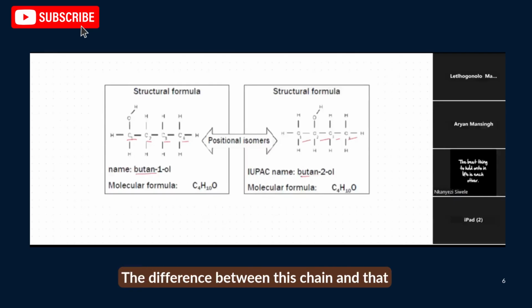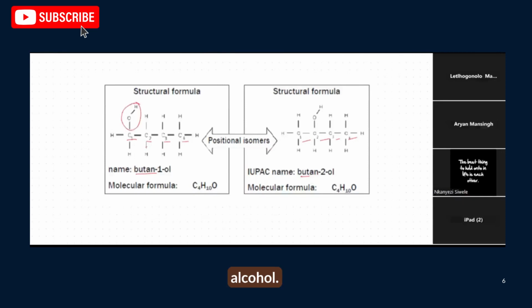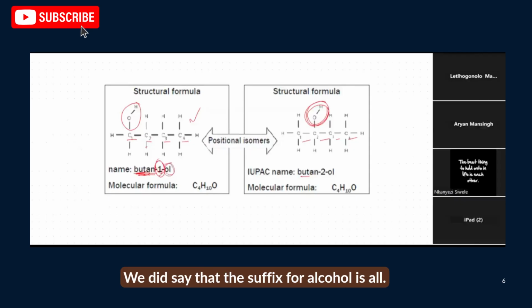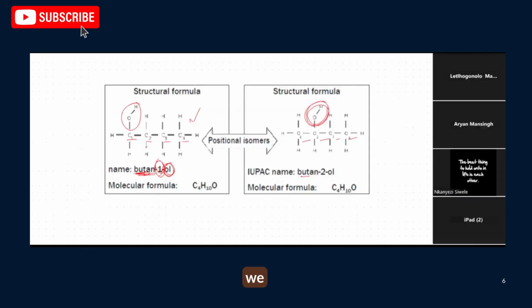The difference between this chain and that chain is where we substituted in our alcohol. So this falls under the homologous family of alcohols. And for the first one, we substituted in carbon number 1. So we're going to call it butan-1-ol to show the position. We did say that the suffix for alcohols is "ol". Then for the next one over here, we have butan-2-ol.